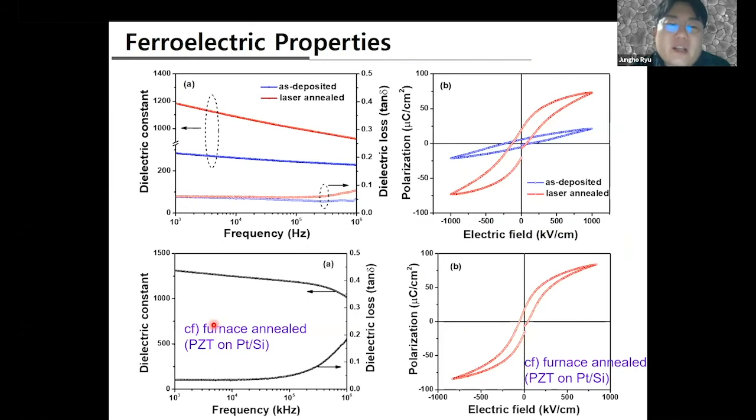So we check the ferroelectricity and the magnetic properties. You can see here, this is normal furnace annealed films, and this is laser annealed films. A little bit worse than this one, but reasonably good, the ferroelectricity and also dielectric properties.